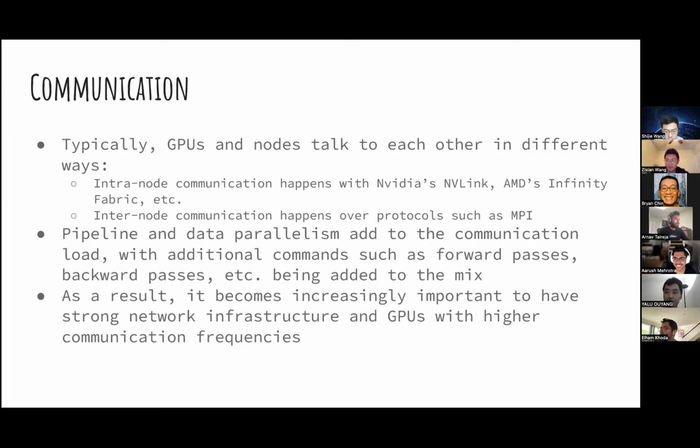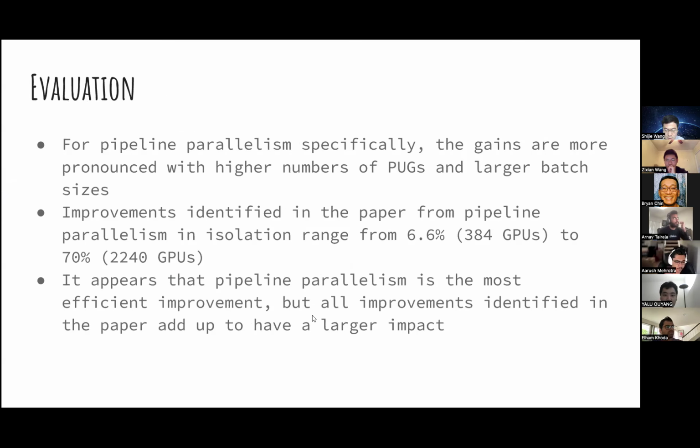Also, I have another question for Zixian. So you said that you think pipeline parallelism is not as good as tensor parallelism, but in the research and in the evaluation, it showed that pipeline had a better improvement. What do you think this might be down to?